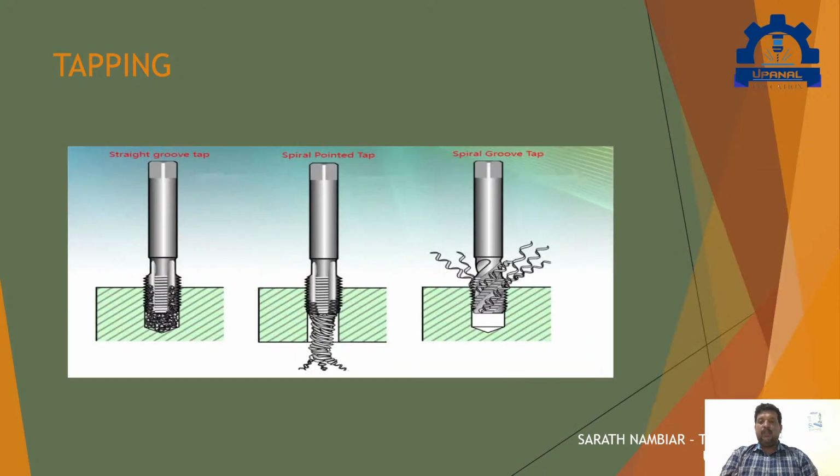So you can see here the types of taps. Here you have the straight groove tap, and here the spiral pointed tap. This is like the third tap, this will be like the second tap, and the first tap will be more conical. And then we have the spiral groove tap, which is also used to do the tapping. These are the different types of taps.